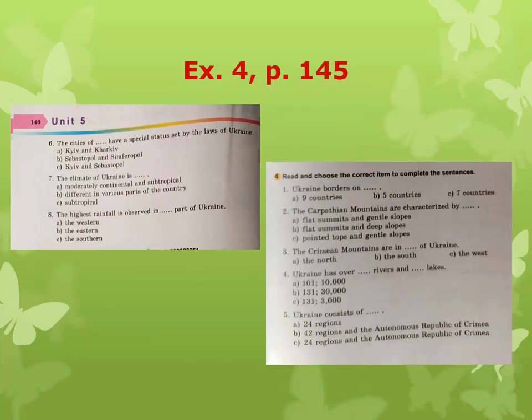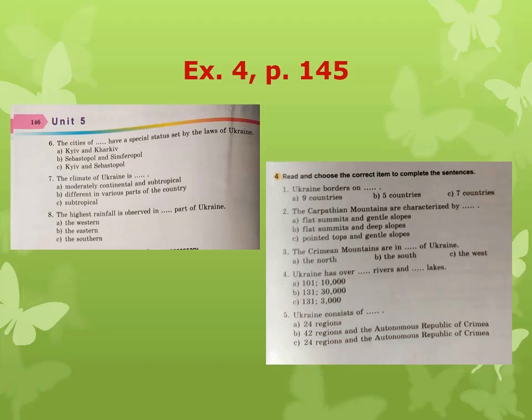Thank you. Now exercise 4 on page 145. Choose the correct item to complete the sentences. Выбрать правильный вариант, чтобы дополнить предложение. 1. Ukraine borders on A. 9 countries, B. 5 countries, C. 7 countries. 2. The Carpathian Mountains are characterized by A. Flat summits and gentle slopes, B. Flat summits and deep slopes, C. Pointed tops and gentle slopes.